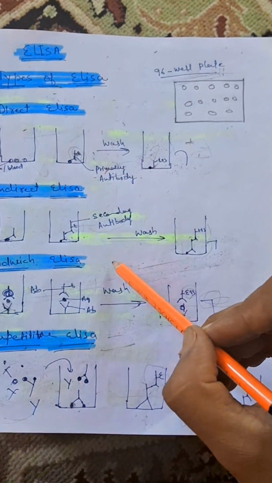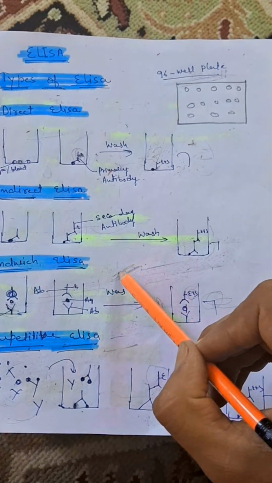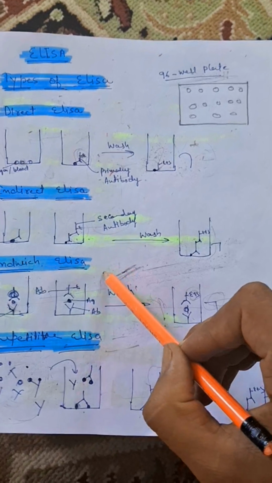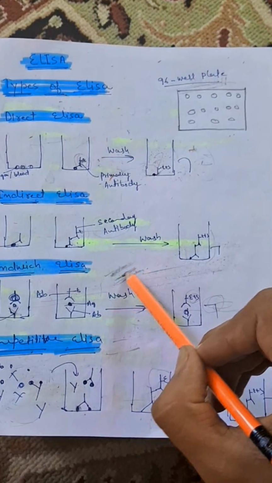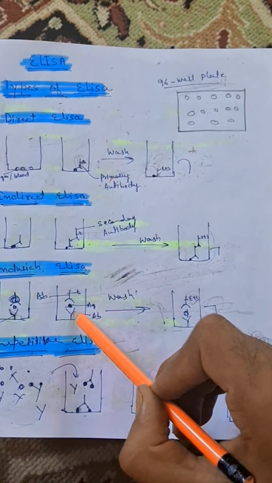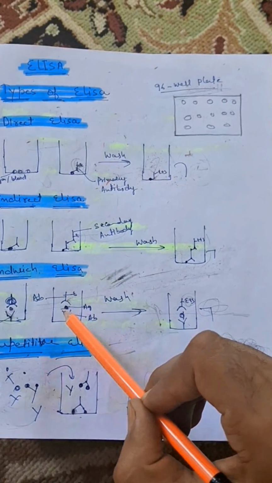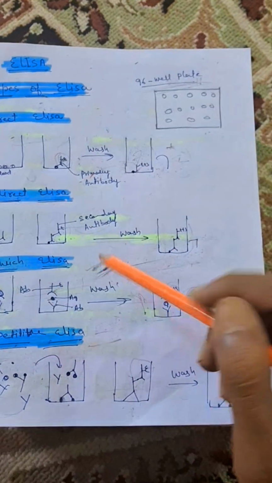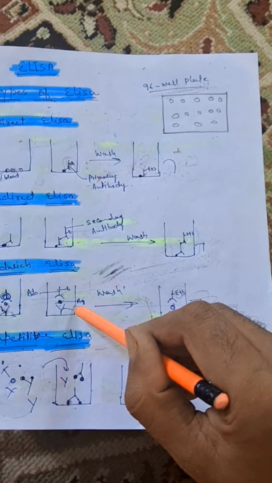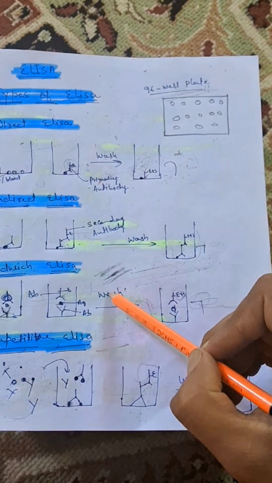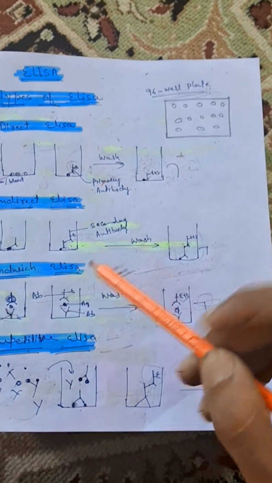This is the same as a sandwich, by the name. First one slice, then cream between the slices, then another slice here. That's why it's called the sandwich ELISA. Slice, cream, and another slice: antibody, antigen, another antibody. This sandwich ELISA is also used in pregnancy kits to detect whether a lady is pregnant or not.